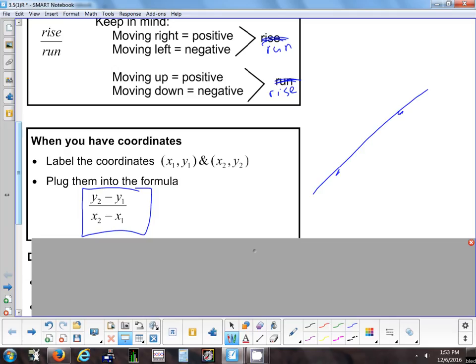Now, are these 1s and 2s exponents? Sometimes people get confused with that. I've seen that in the past. Kyle, what do you think? No, they're not exponents. These 1s and 2s, they just represent first x, first y, second x, second y. That's all. When we do an actual problem, all these values will be numbers.